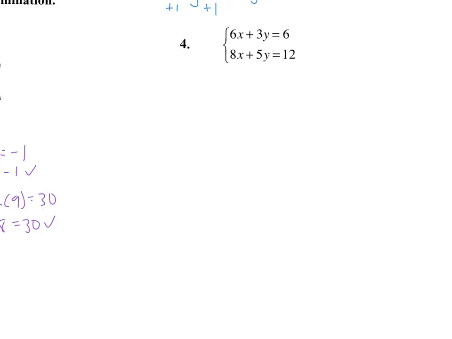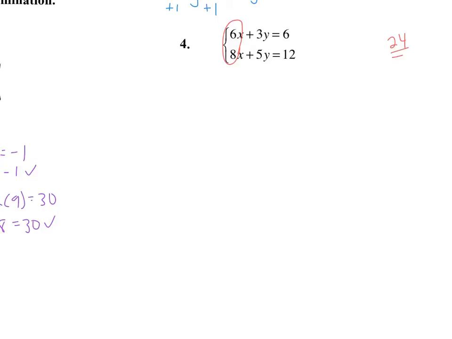Because I eliminated y before, I'm going to eliminate x in this problem, although you could eliminate y. So what I'm saying is I need these coefficients to match, but be opposite signs. So I need to think, what's the lowest common multiple of 6 and 8? What do they both divide evenly into? Well, 8 goes into 8, 16, 24. So 24 is what 6 and 8 both go into.